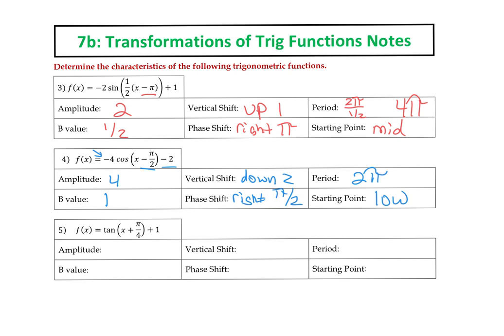And then the last one is tangent. So remember, tangent doesn't have as much. There is no amplitude. There is no starting point. This one has no b value. The phase shift is, since it's plus pi over 4, it goes to the left pi over 4. And my vertical shift is up 1. Tangent has a period of pi.